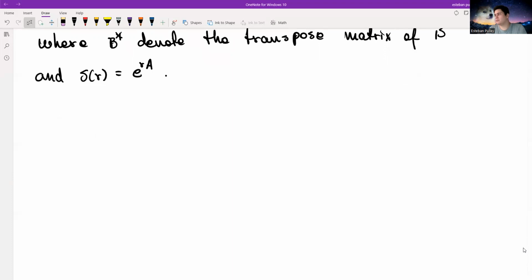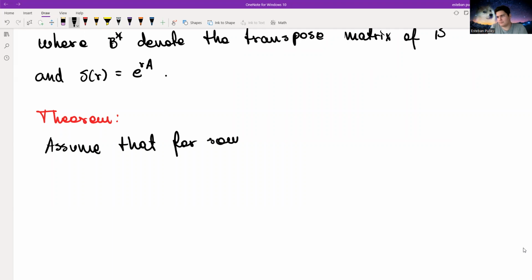So we have now our first important theorem, because it shows us how the control has to be in order to reach a determined final state. Theorem: assume that for some t positive, the matrix Q(t) is non-singular.